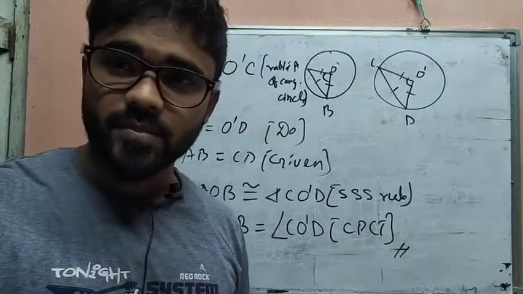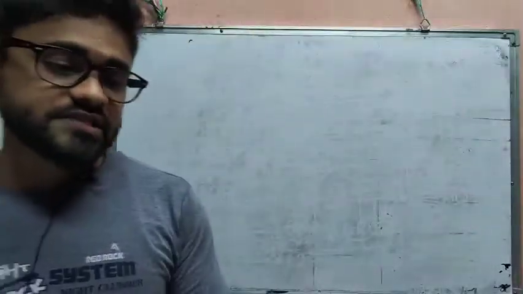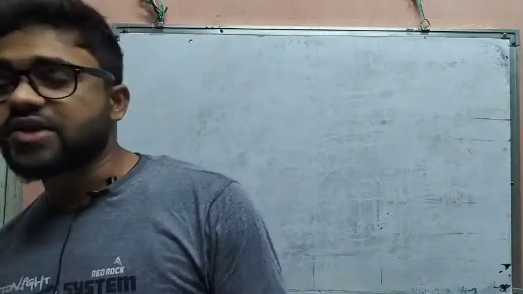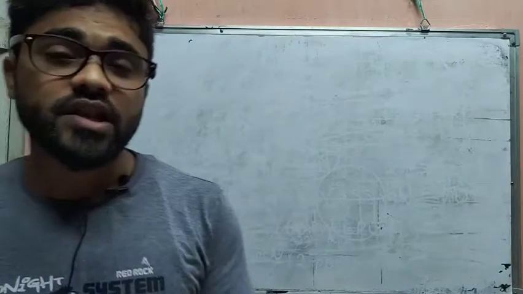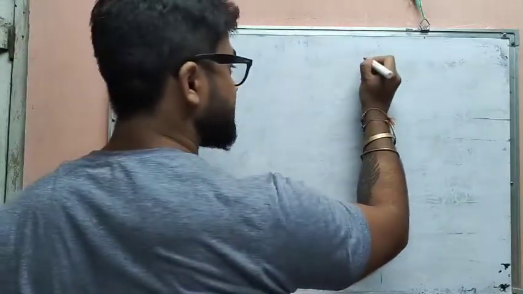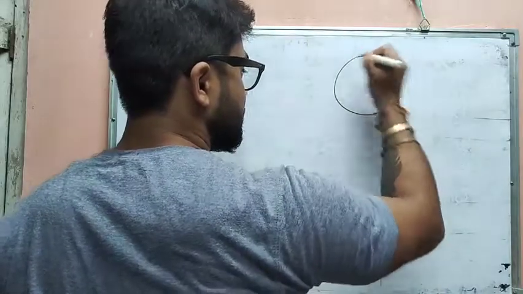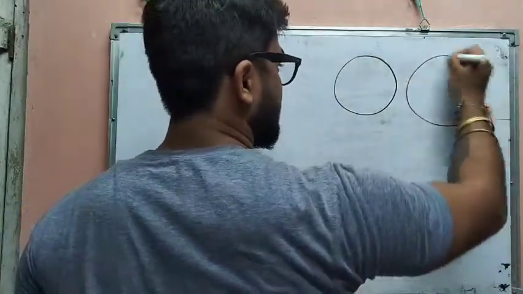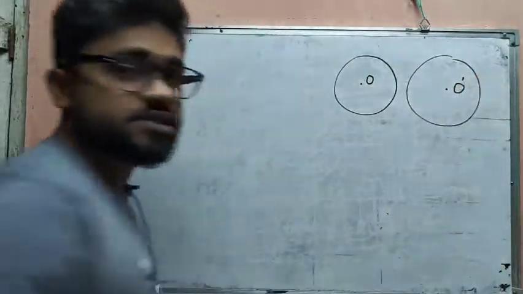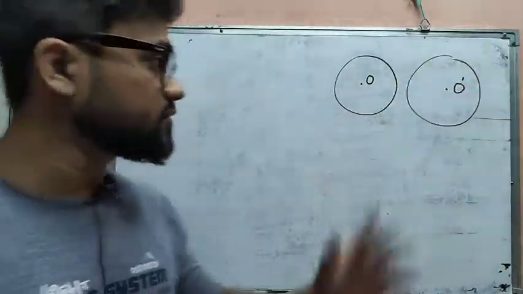Okay. So in the next maths, we are asked to prove that if the chords of congruent circles subtend equal angles at their center, then the chords are equal. In the last maths, it was given that the chords are equal. But here, we have to prove that the chords are equal. So the same diagram, two circles, you have to draw. This one is O and this one is O dash.